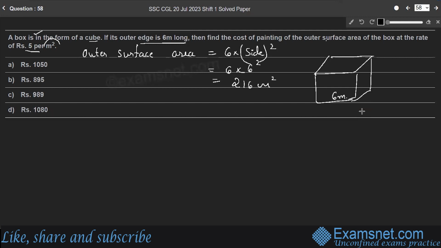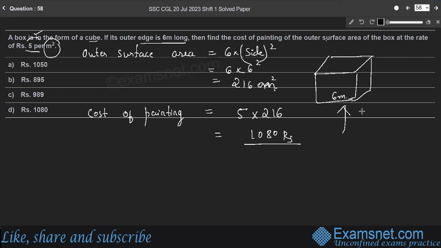So it is not centimeter square, it is meter square. Per square meter, it costs 5 rupees. Therefore, the cost of painting the whole outer surface area is, per square meter 5 rupees, so for 216 square meter, 216 into 5 is 1080 rupees. So it costs 1080 rupees to paint the whole outer surface area of the cube. Therefore, option D is the right answer, 1080 rupees.